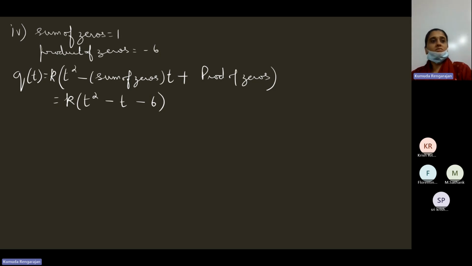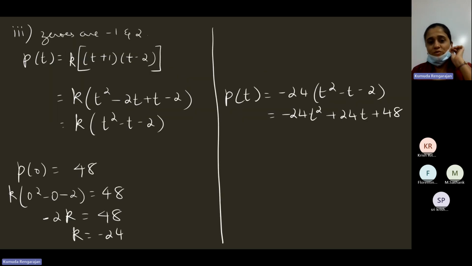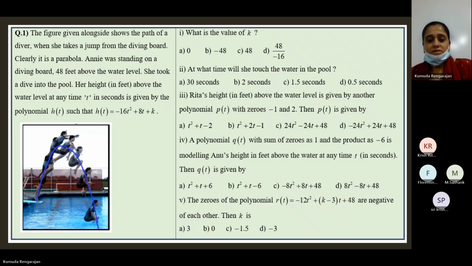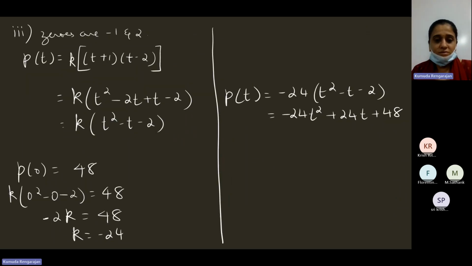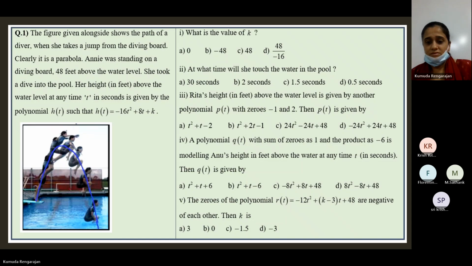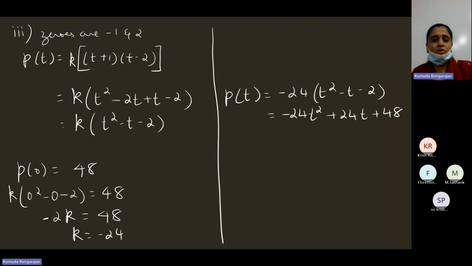Okay. Now, again, this is incomplete. It's not complete. You don't know the value of k. You'll have to find the value of k. K into t square minus t minus 6. No, that option is not there. So you have to find the value of k.